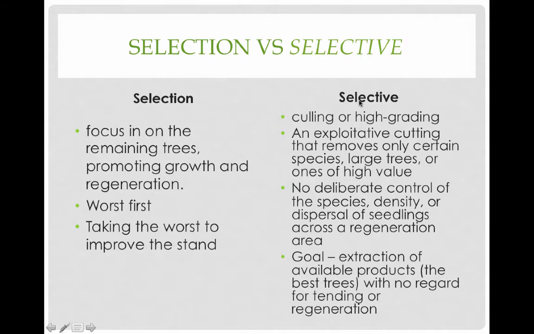Selective just means we're selective in what we're taking. Generally it is a negative thing. It's associated with culling or high grading. It's an exploitive practice. You're focusing on taking the best first and leaving the rest, and there's no thought of silviculture. You're not focusing on your stand, you're not focusing on regeneration, and you're not focusing on tending. You are taking the best trees no matter what. So selective should just send chills up your spine.